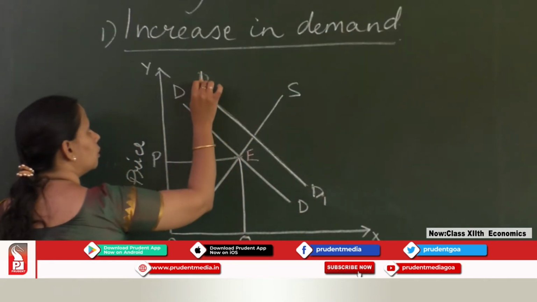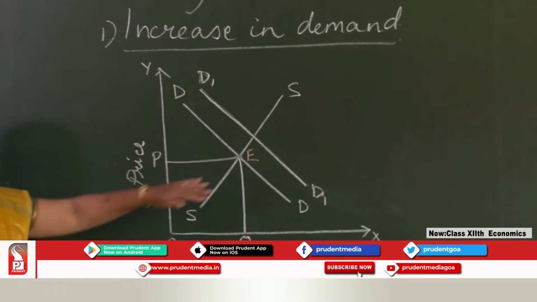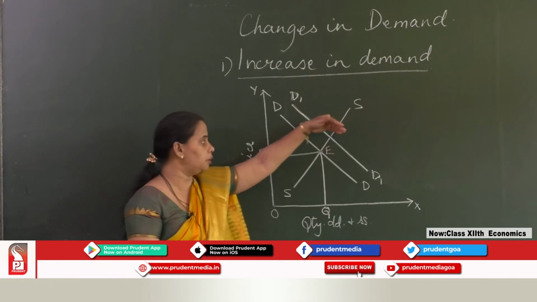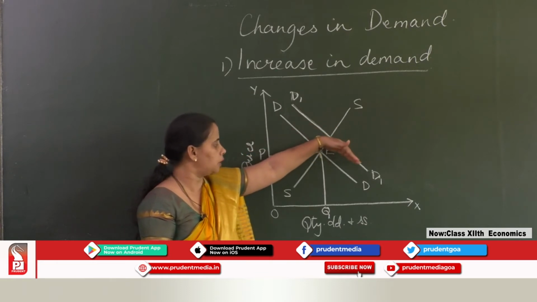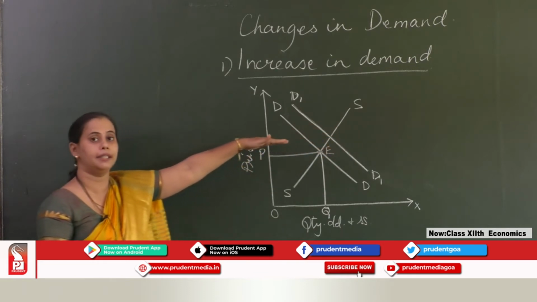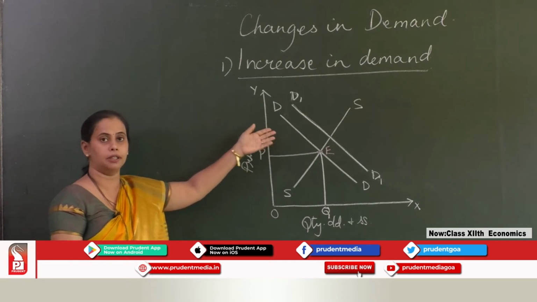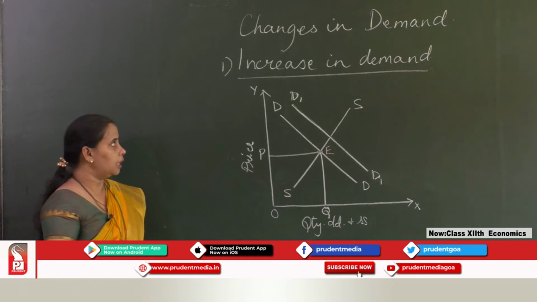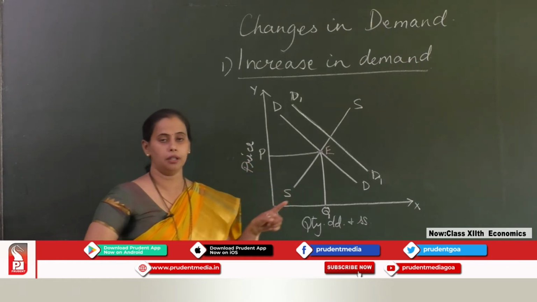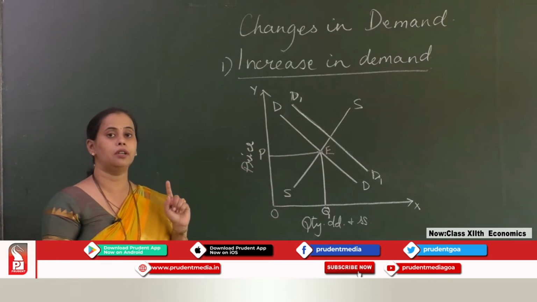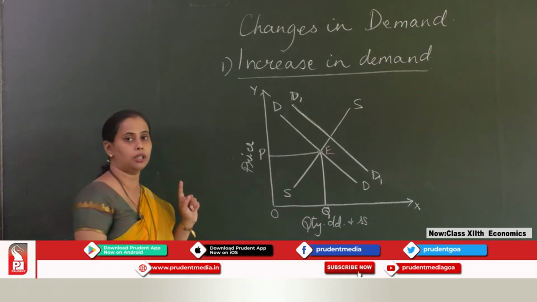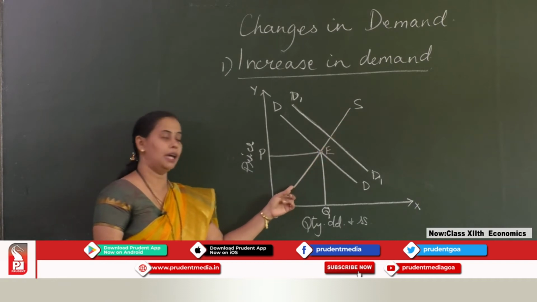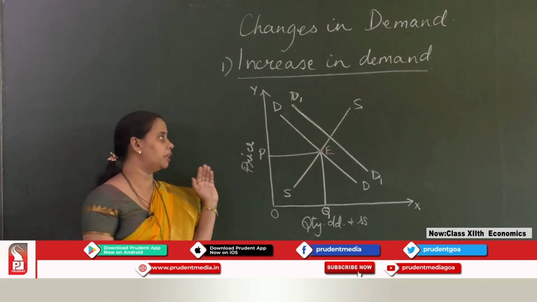D1, D1. Now, this new demand curve has come because there is an increase in the demand. The demand curve has moved outward. The increase may be due to different factors other than price. Now, here there is a change in the demand with the supply remaining constant. The supply has not changed. So, that is why we find that the supply curve has not shifted, the supply curve is as it is.